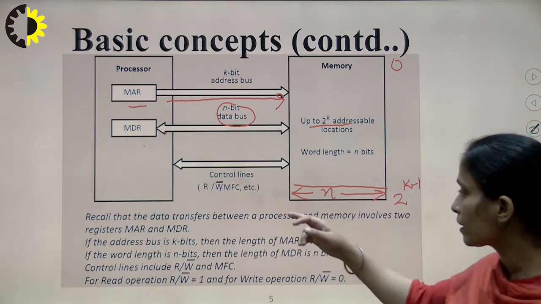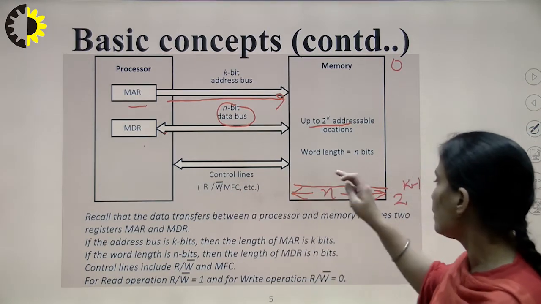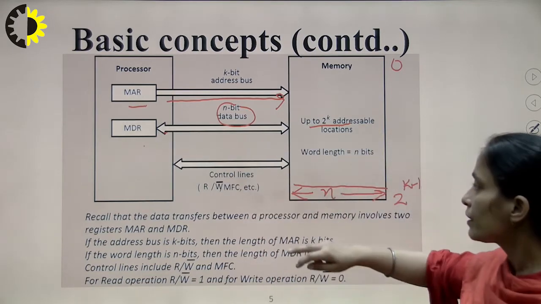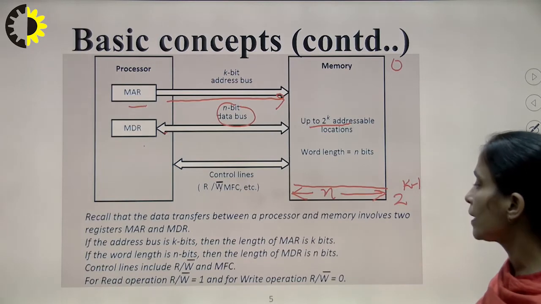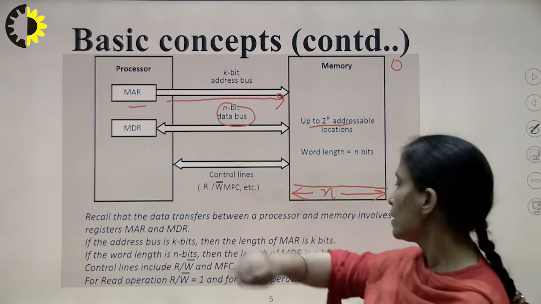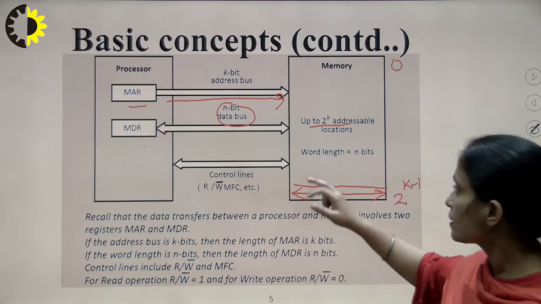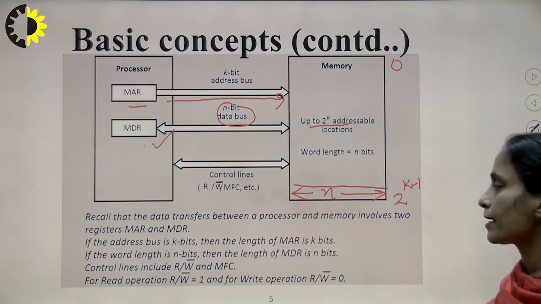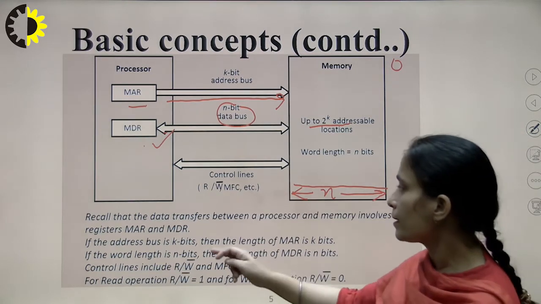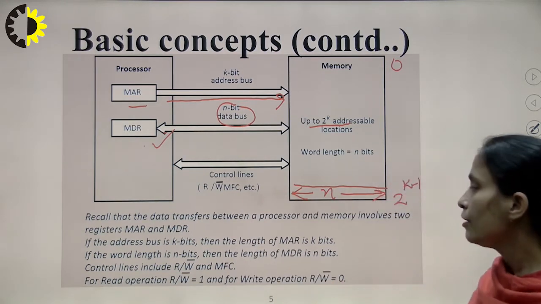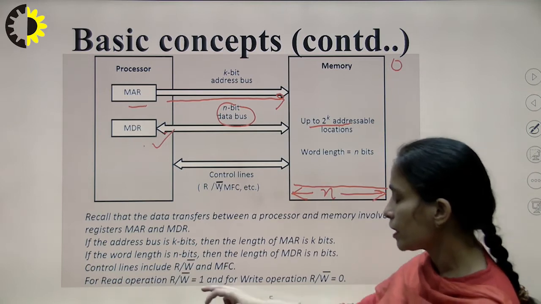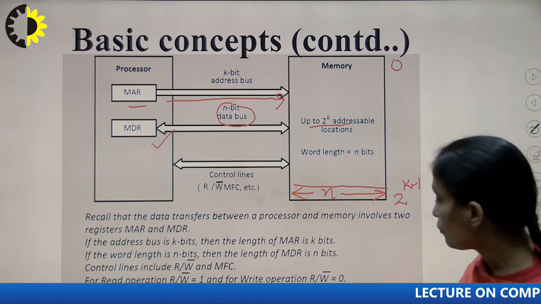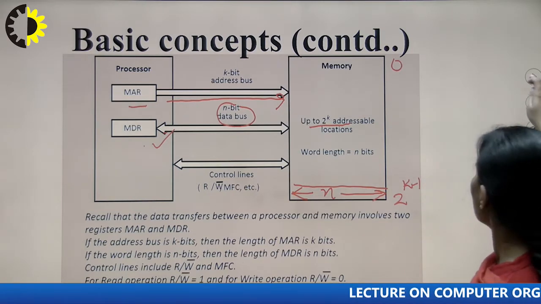So, this data transfer between a processor and memory involves 2 registers, MAR and MDR. If the address bus is of k bits, then the length of MAR is k bits, and if the word length is n bits, then the length of MDR is n bits. These control lines include the read line and write line. For the read operation the value becomes 1, and for the write operation the value of this register becomes 0.